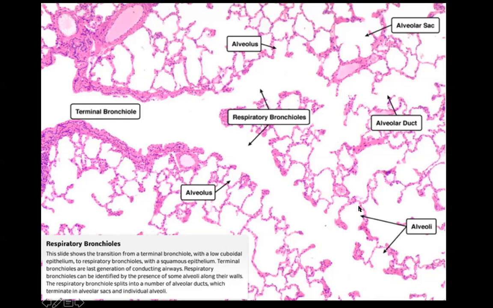So if you see something like this that looks sort of like grapes, this is the histology of the alveoli within the lungs.